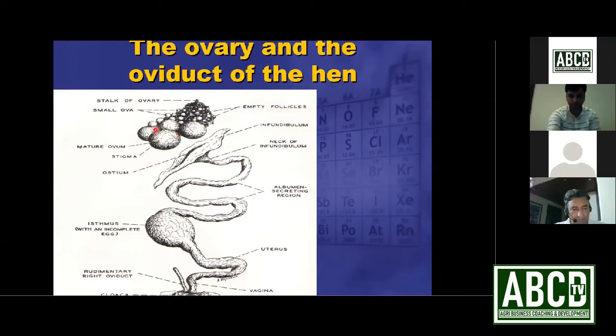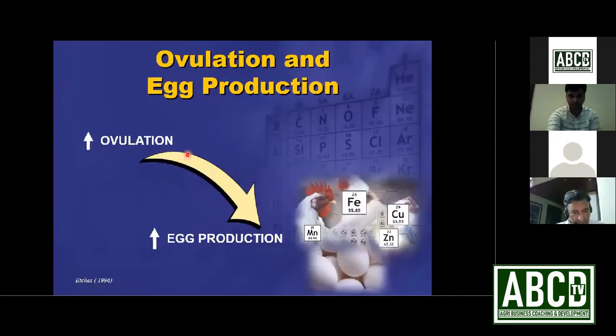So here you have the follicles. Every time you have an ovulation, hopefully it will fall inside the infundibulum. And if you have a sperm cell over here, talking about breeders, this is where fertilization is going to take place. So hopefully one ovulation, one egg production. This is what we are going to have.